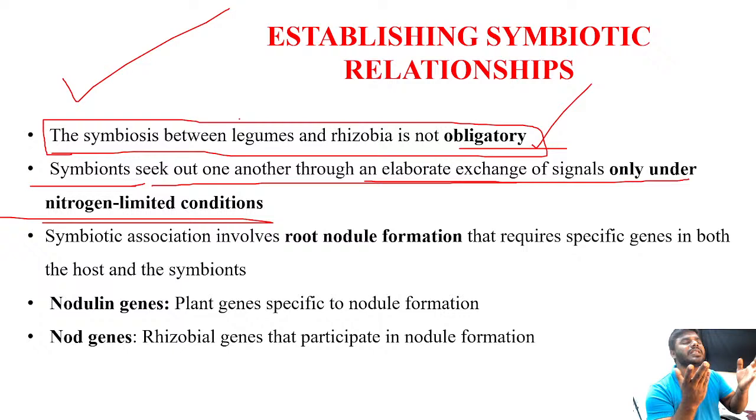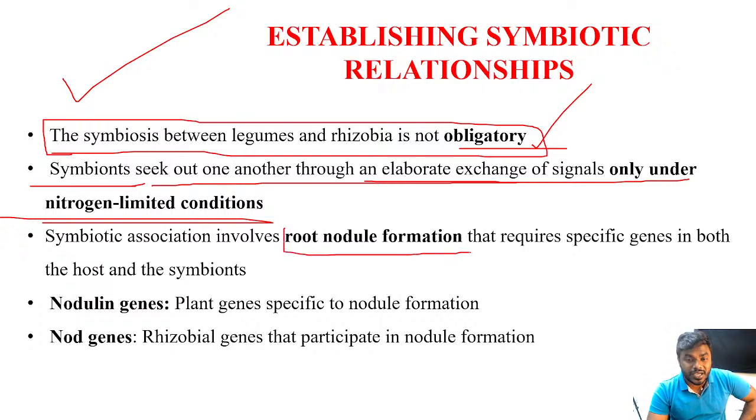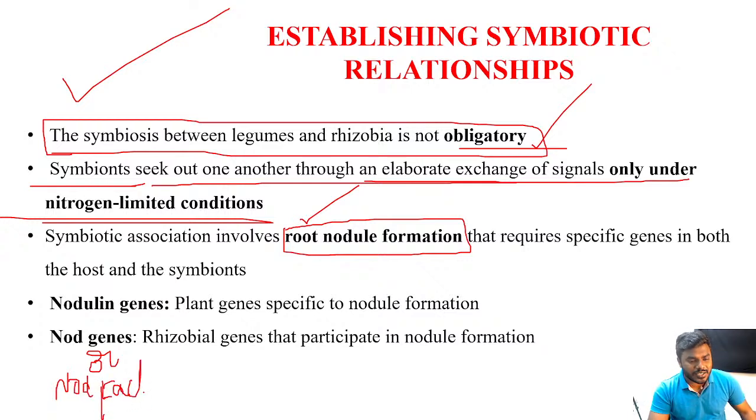Now you can ask me, sir, what is the ultimate goal of the symbiotic relationship? Why does the symbiotic relationship have to occur? The ultimate goal of the symbiotic association is, my friends, root nodule formation. Very simple, right? That is the ultimate goal. Now from here, try to understand every point. In this particular root nodule formation, friends, many genes are involved. Among many genes, there are two important genes. One we call nodulin genes, another one we call nod genes. My friends, nod genes we will also be calling the nod factors.